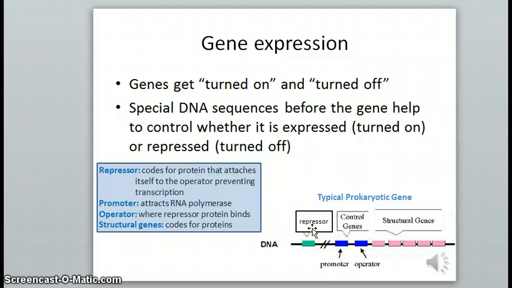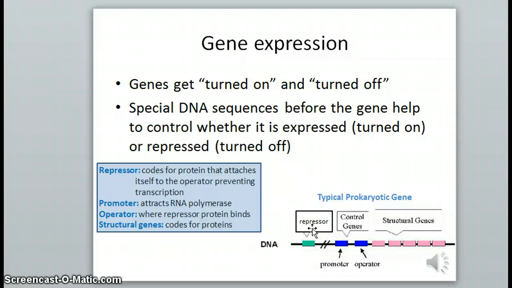Genes in prokaryotes, or organisms without a nucleus like bacteria, are regulated differently than eukaryotic organisms, or organisms that do have a nucleus like plants and animals. In a prokaryote, there are 4 basic regions for every gene. The first is the gene itself that actually codes for the protein. This is called the structural gene.